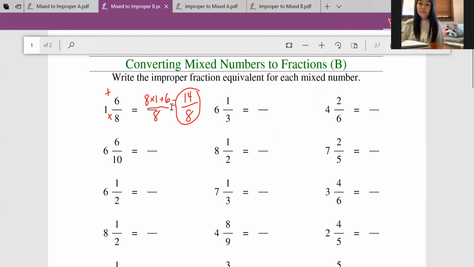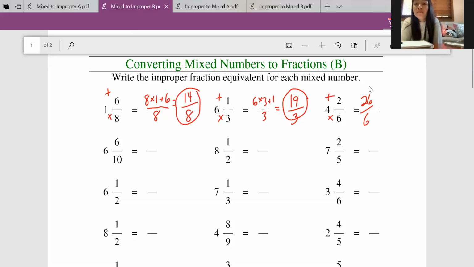And that is the improper fraction for 1 6/8. So if I have 6 1/3, I'm multiplying the denominator by the whole number. I'm adding the numerator, and the denominator stays the same. It would look like this: 6 times 3 plus 1 over 3. So 6 times 3 is 18, plus 1 is 19, and the bottom is 3. Here's 4 and 2/6. So I'm going to do 4 times 6 plus 2 over 6. So I know 4 times 6 is 24, plus 2 is 26 over 6.